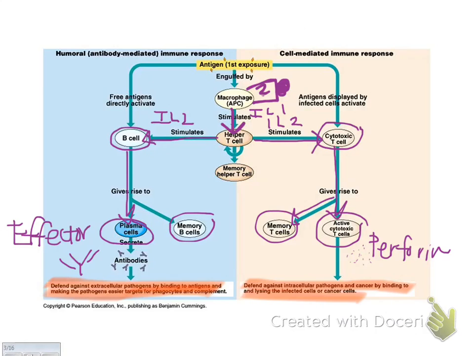Okay, remember the difference in cell-mediated and humoral. Somebody tell me what's the difference. Good. This is cells over here. The humoral is blood. The pathogen in the blood or the pathogen in the cell. You think you got it? Okay, good.